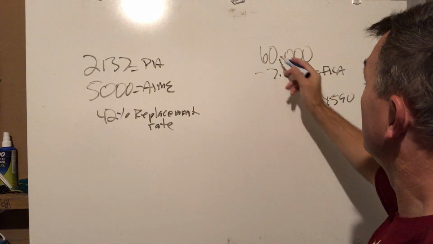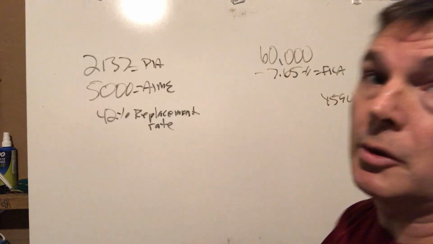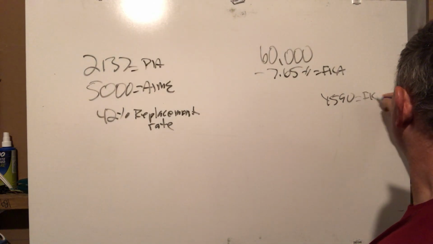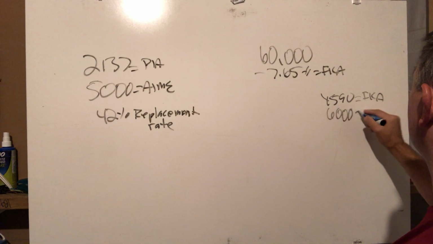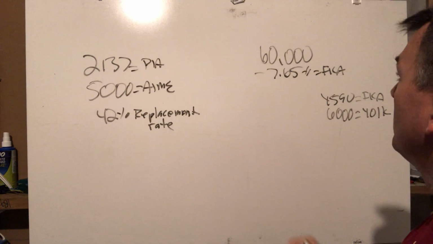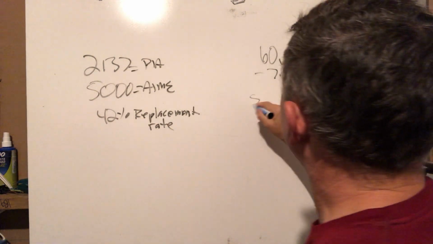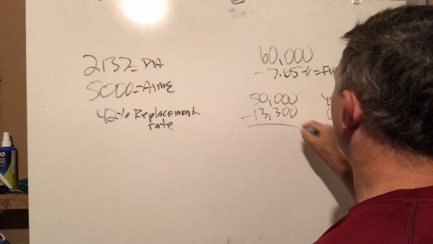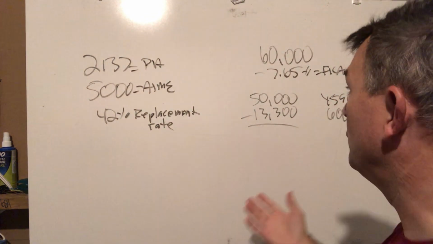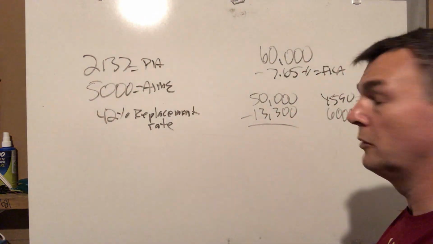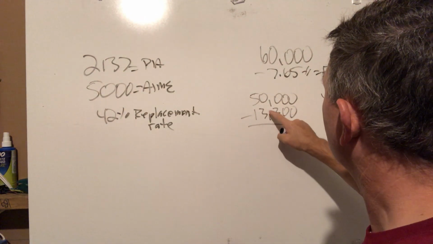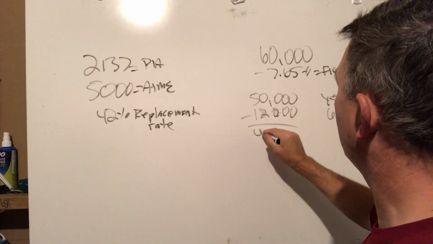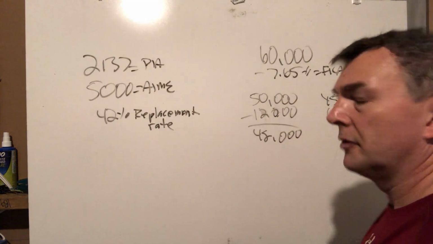And so if we're single, let's just say we contribute 10% to a 401k, so $6,000 to the 401k. We've got $50,000 of income. We subtract $13,300 for a single taxpayer. I'm just assuming that's the standard deduction. We can use whatever we want. Let's just use 12,000 for simplicity. So we've got 48,000 as our AGI.